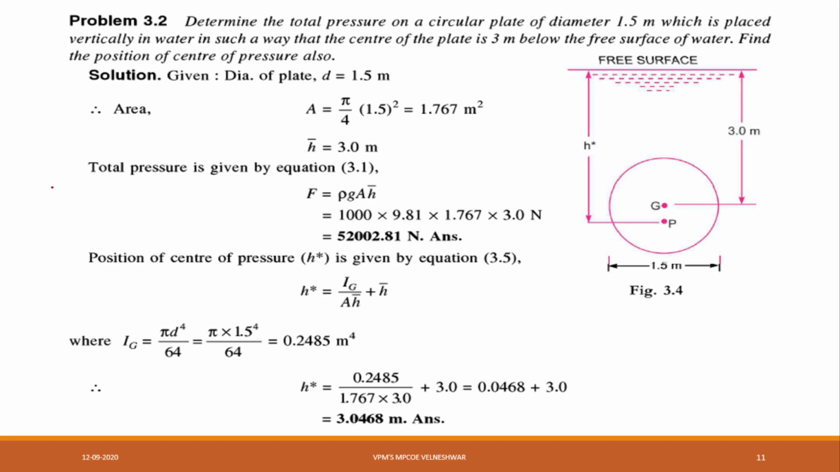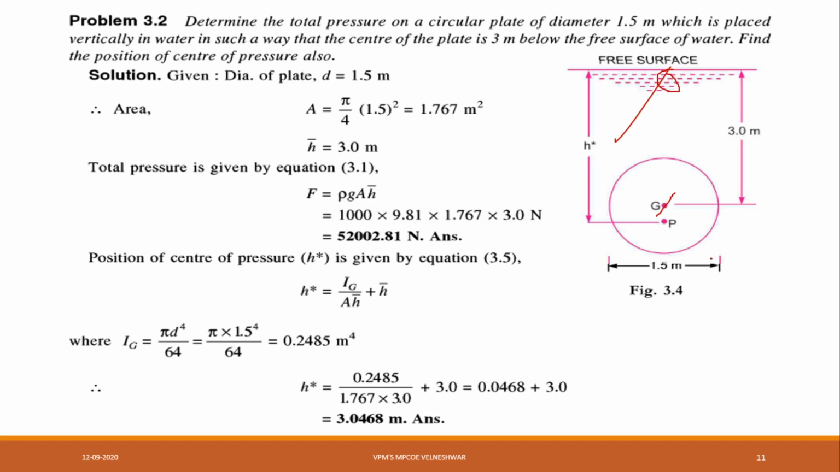Now here he has given, instead of rectangular, a circular plane. If circular is there, we will see how it works now. Determine the total pressure on a circular plane of diameter 1.5 meter which is placed vertically, in such a way that the center of the plate is 3 meter below the free surface. It means the circle is not exactly at the surface, it is at a distance of 3 meter. And find the position of center of pressure also.